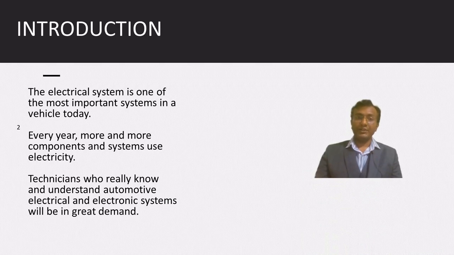For instance, modern vehicles use electronic control units, we call them ECUs, to manage various functions like fuel injection, anti-skid braking systems, and even the air conditioning systems. This complexity makes it crucial for us to understand the basics of automotive electrical systems.